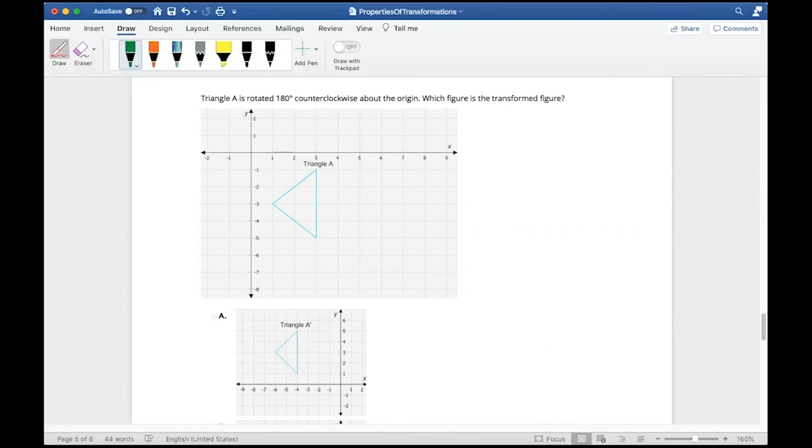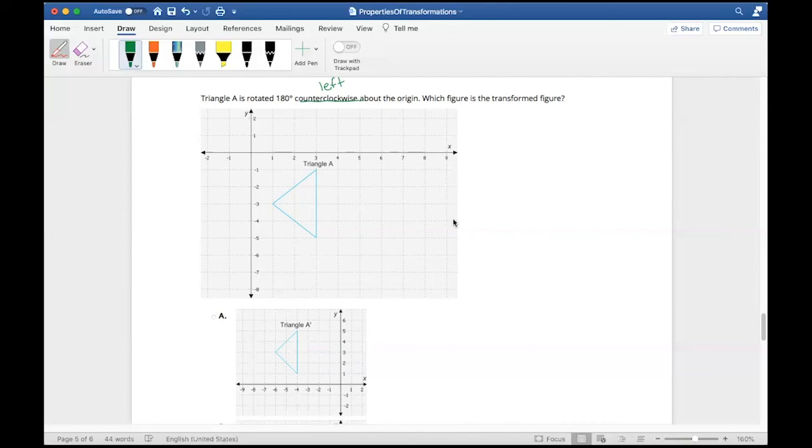All right, and let's just do a couple more. This one, a triangle A is rotated 180 degrees counterclockwise. If we're going counterclockwise, we're going left. And you can think, when I go left, 90 degrees would put me in this quadrant, and then turn another 90 degrees to make 180. It's going to put me up in this quadrant here.